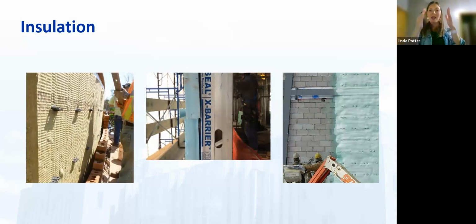We think about if we have a vapor permeable air barrier, but we have an impermeable flashing, or I'm sorry, insulation, what are we doing for that vapor flow? All those things need to be considered inside of that entire wall assembly.